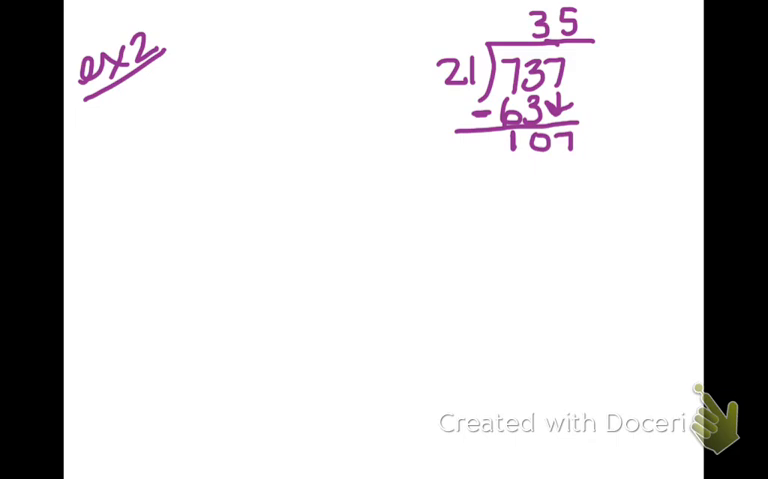5 times 1 and 5 times 2, and then we subtract. At this point, we can say we have a remainder, and we write that remainder as a fraction over the divisor, so 2 over 21. So we have a mixed number, 35 and 2 over 21. Okay, so we're going to use that process to help us, because now we're going to be dividing a trinomial or polynomial by a binomial.